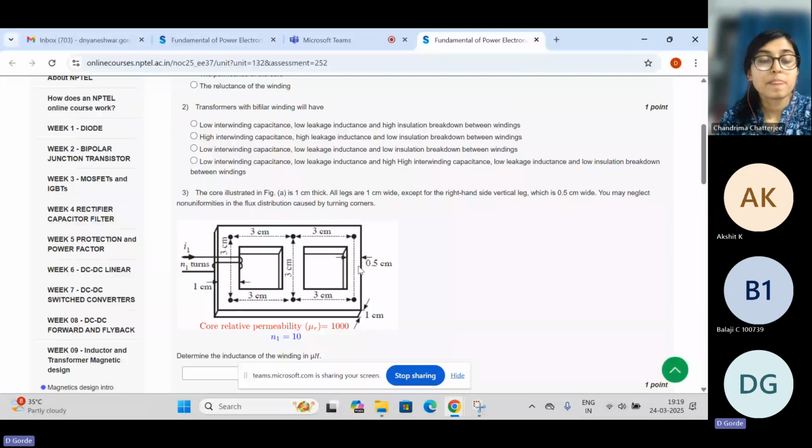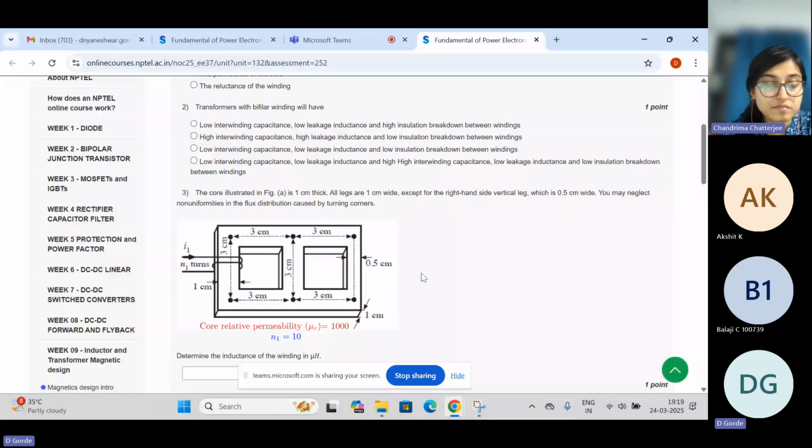Look, here 0.5 is written, and this is 1 centimeter, this is 1 centimeter, and this last one is 3 centimeter, 3 centimeter. This is 0.5. This is 1 centimeter.